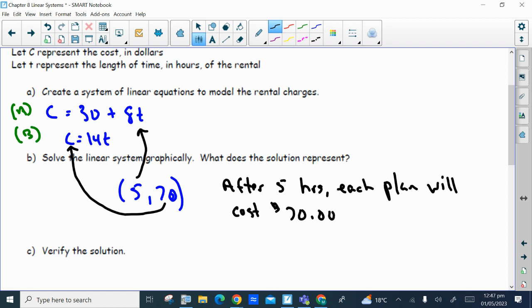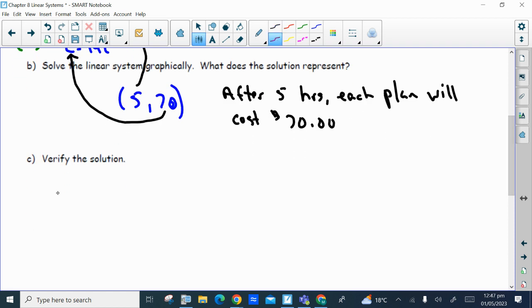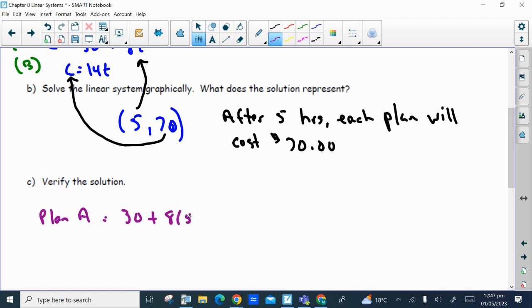Now, to verify the solution, we'll look back up at the scenarios. Plan A is a flat rate of $30 plus $8 per hour. And in this case here, we're saying that the number of hours is 5. So that'll give us 30 plus 8 times 5 is 40, which gives us our answer of $70.